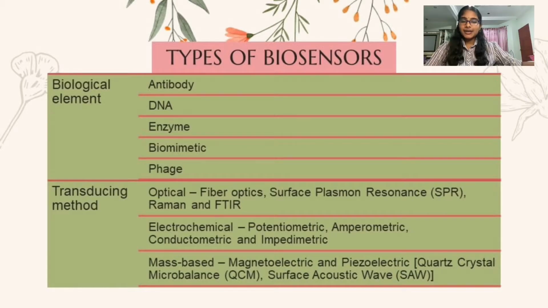There are various types of biosensors developed over a period of time. Two main classes of biosensors are biological element biosensors and transducing method biosensors. Biological element biosensors include antibody, DNA, enzyme, biomimetic, and phage. Transducing method biosensors can be further classified into three categories, and they are known as optical, electrochemical, and mass-based.